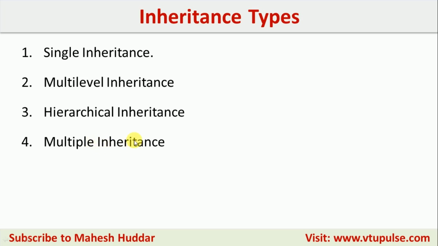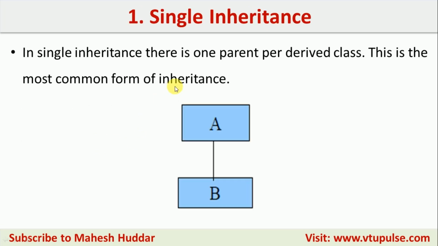In single inheritance, there is one parent per derived class. That is, in this diagram you can notice A is the parent class and B is the derived class here. Here B derives the properties from A. So for every derived class we have only one parent in this case.